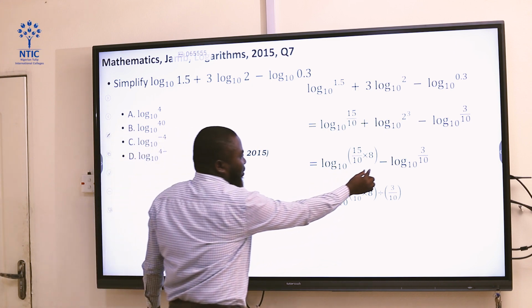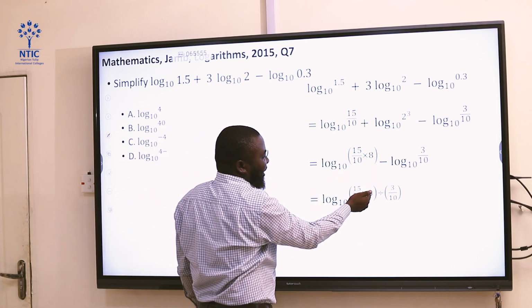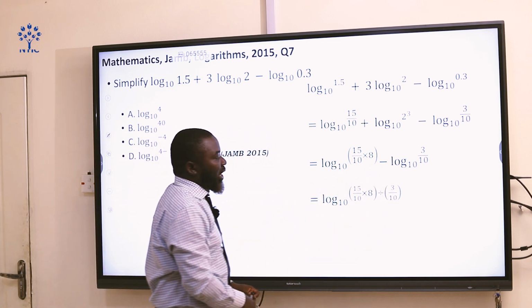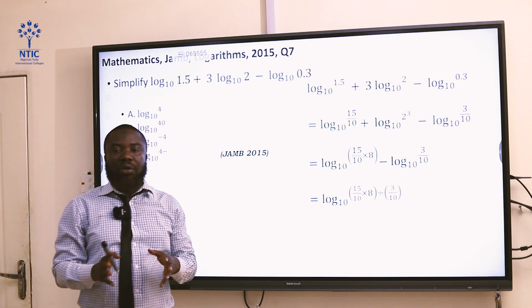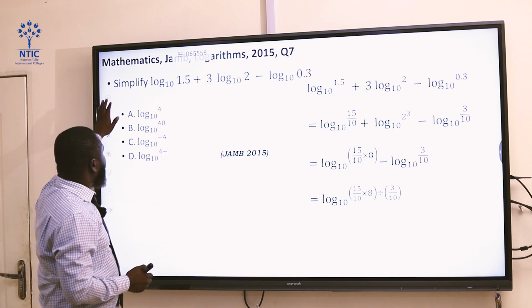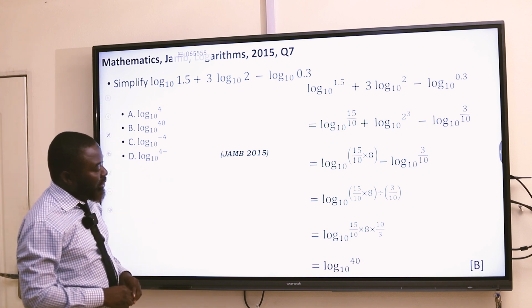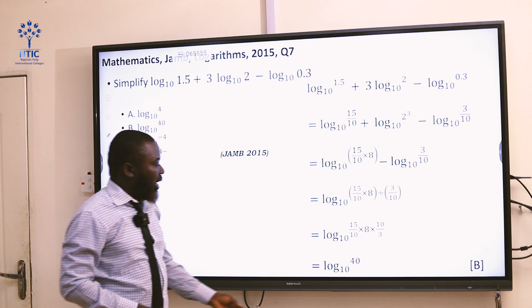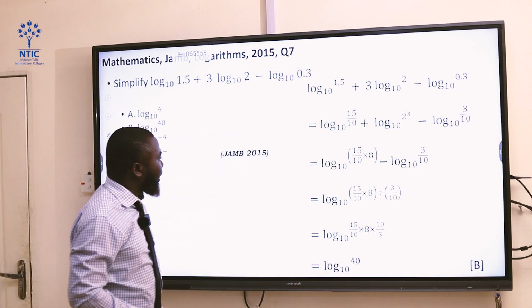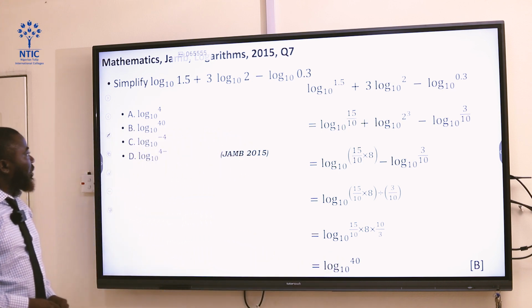By the time we apply the subtraction law, we're going to have 15 over 10 times 8, then divide by 3 over 10, all to a common log of base 10. So once we do the multiplication and division, we're going to have log 40 to base 10, which is option B.